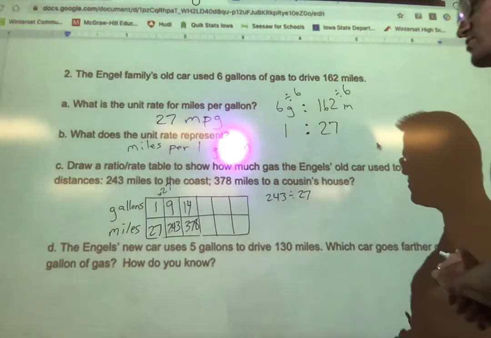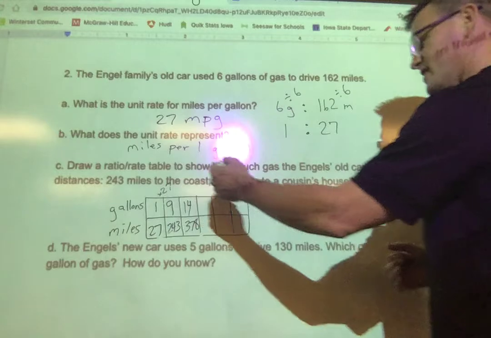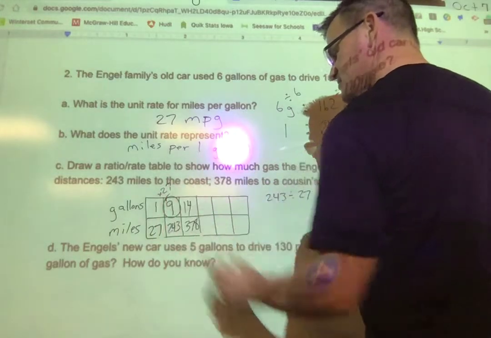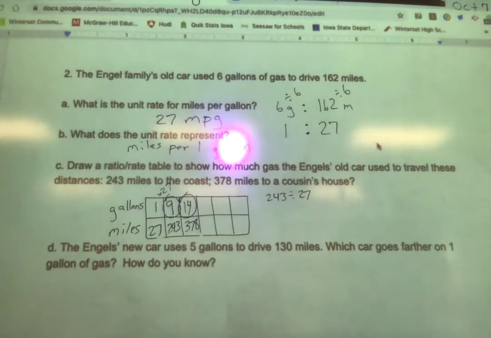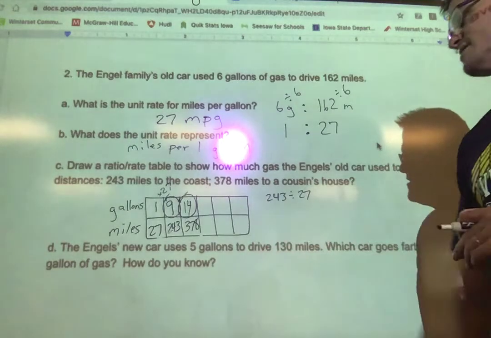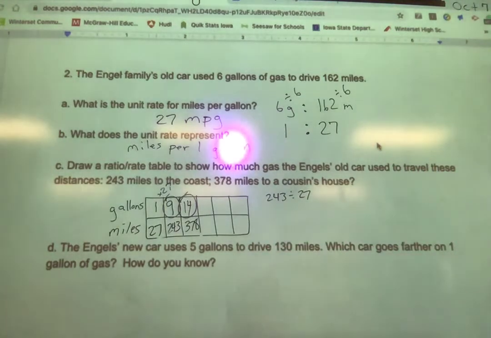Okay, so my answers would be, how much gas did he use to get to the coast? It'd be 9 gallons would be the first answer, and the second answer, if we wrote it out, would be 14, to get to his cousin's house. So in the last question, the Ingalls' new car that they have now uses 5 gallons to go 130 miles.